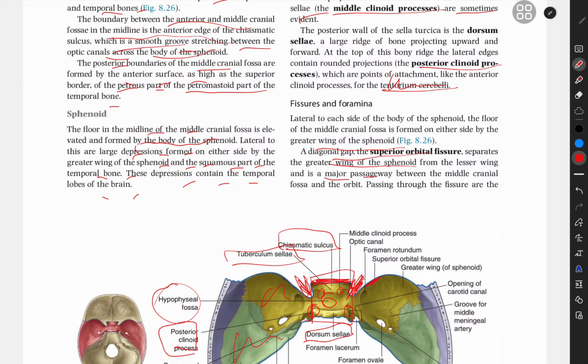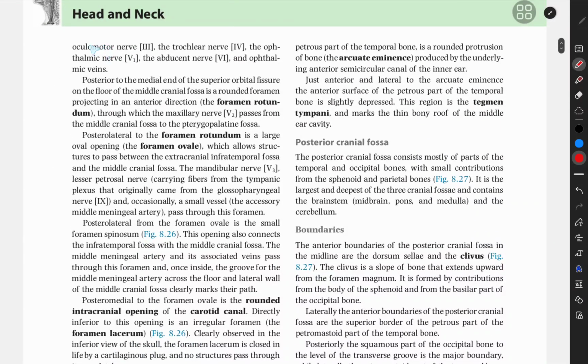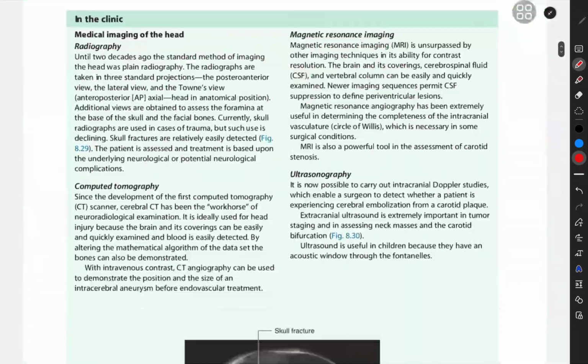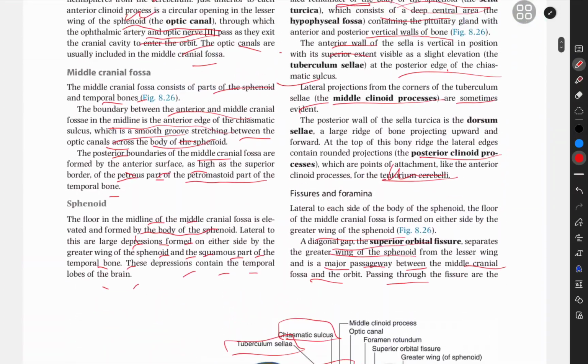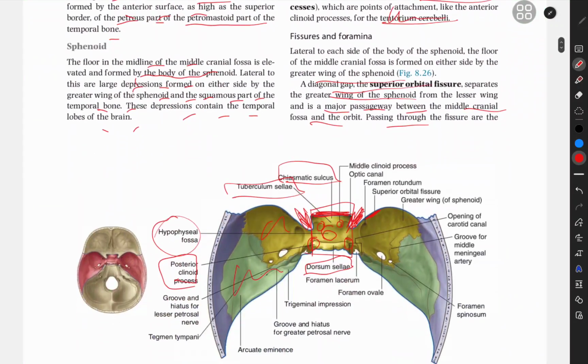The greater wing of the sphenoid is separated from the lesser wing by the superior orbital fissure, a major passageway between the middle cranial fossa and the orbit. Passing through the fissure are the oculomotor nerve, trochlear nerve, ophthalmic nerve, abducent nerve, and ophthalmic veins. There's a table, this one. This is also extremely important. The professors will ask you this.